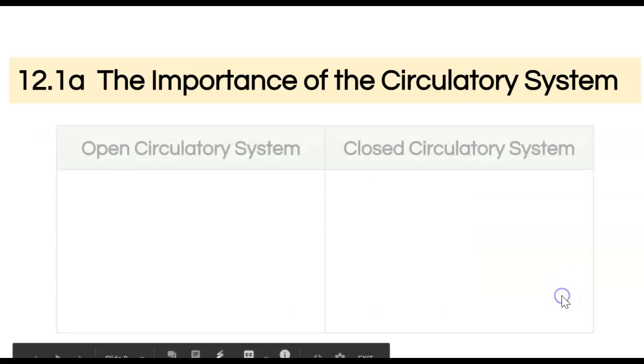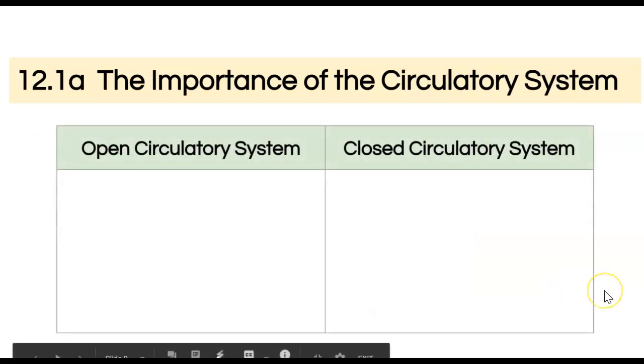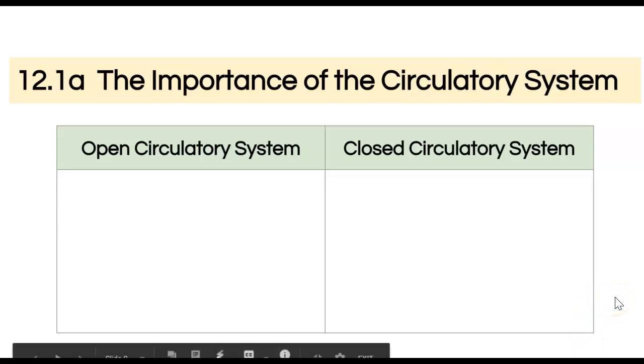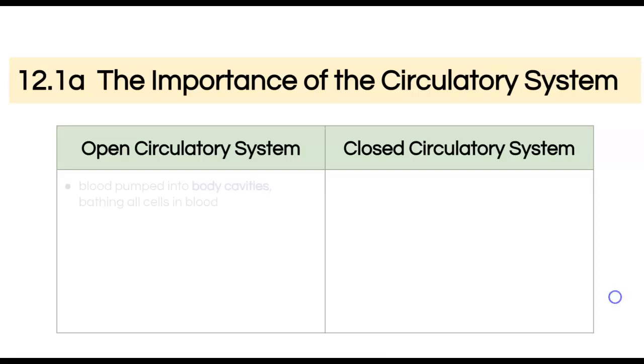Now I want to just kind of juxtapose or contrast the features of an open circulatory system with that of a closed circulatory system. And I want to see if you can come up with some of this as we go along, or anticipate. So we would say that in an open circulatory system, blood is pumped directly into the body cavities, bathing all of the cells in blood. That's essentially what's happening there.